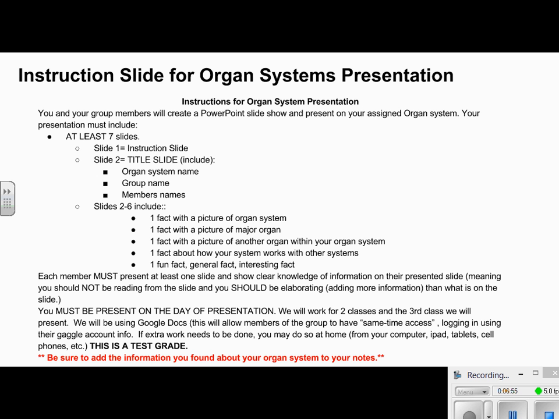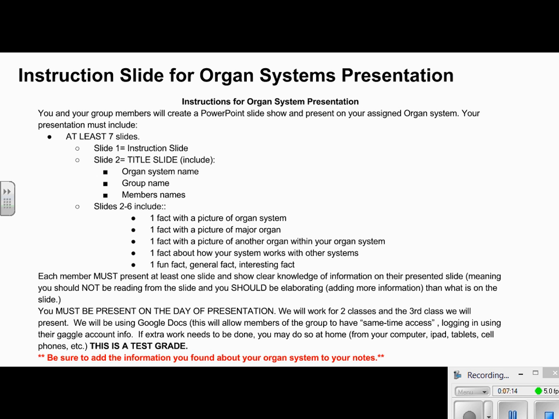You must be present on the day of presentation. When is it due? Well, we're going to work for 2 classes. 2 full classes will give you the opportunity to get everything set, get you prepared, knowledgeable about what you're doing. On the 3rd class that we have, you will then be presenting. Is that clear? Okay.